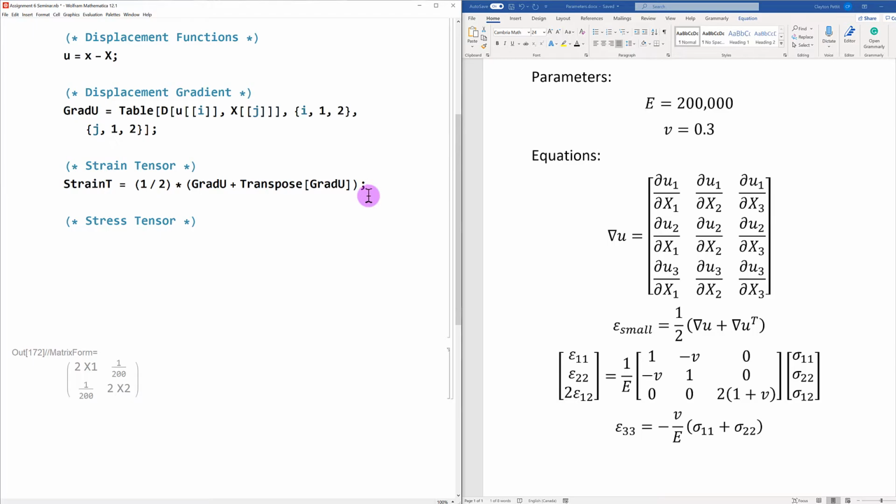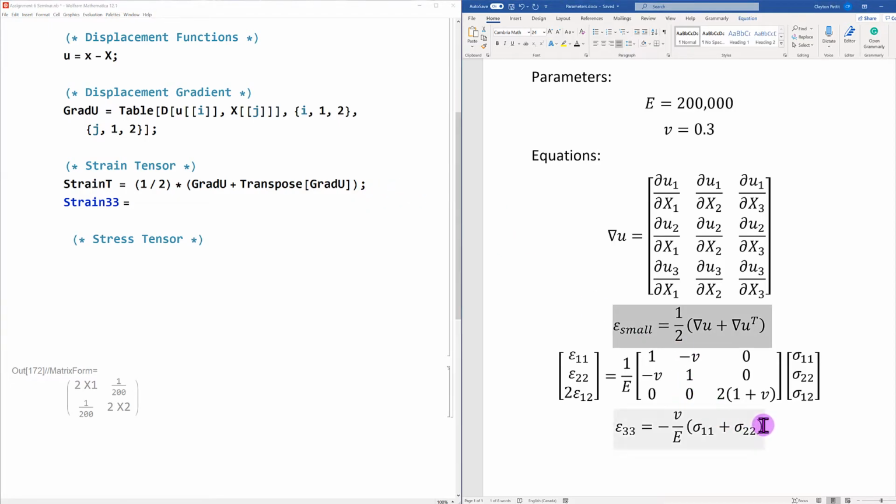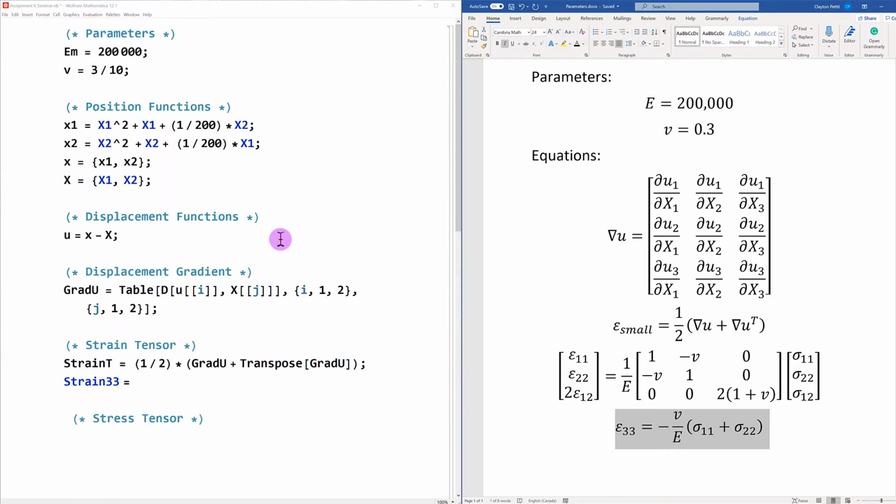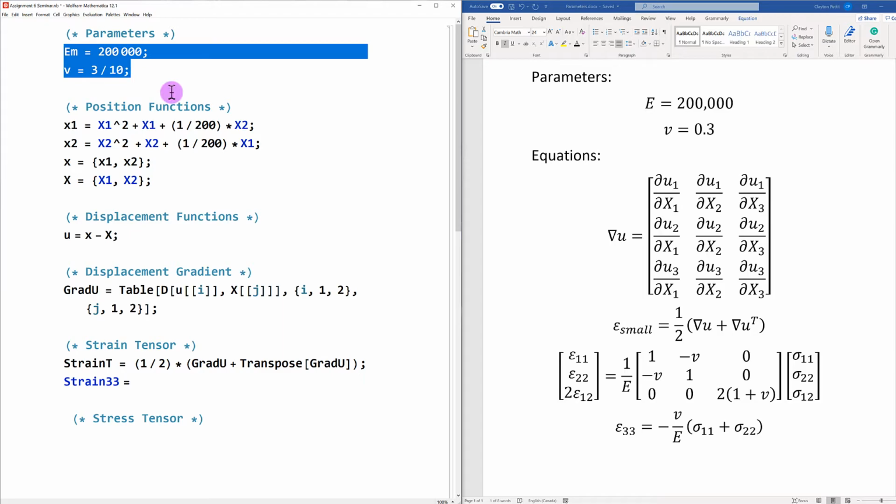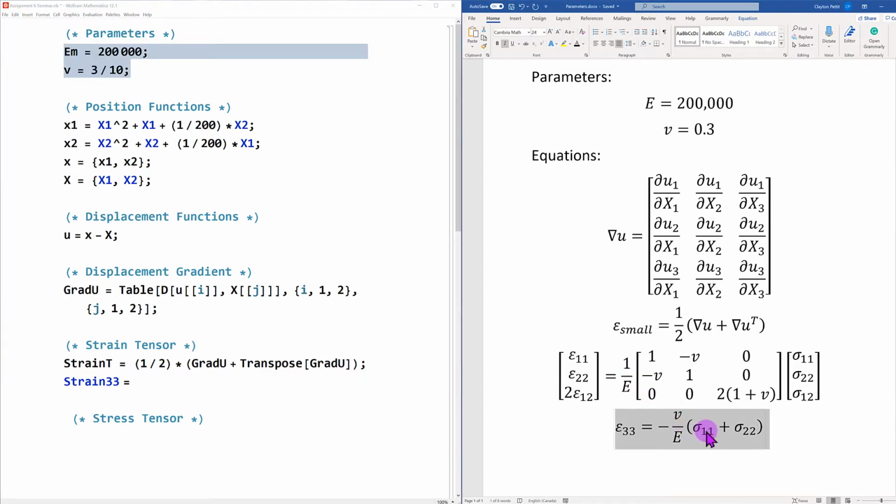When we're dealing with this strain tensor in 2D, or more specifically, when we're dealing with plane stress, we have to keep in mind that there actually is a strain component 3,3. So what I'm going to do is calculate it. I'm going to go strain 3,3 is equal to, and if I look down below, my strain in the 3,3 direction is equal to negative V over E. Well, that's perfect because I have them defined above right here. Multiply, oh, wait a second, sigma 1,1 plus sigma 2,2.